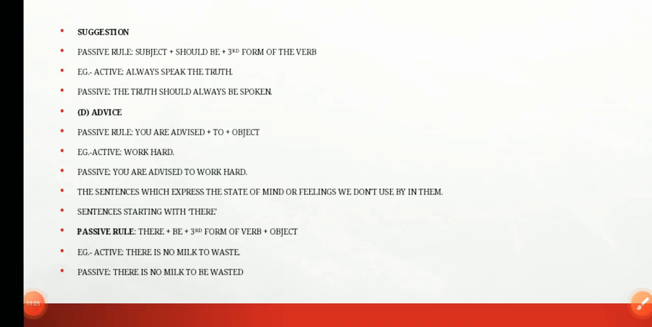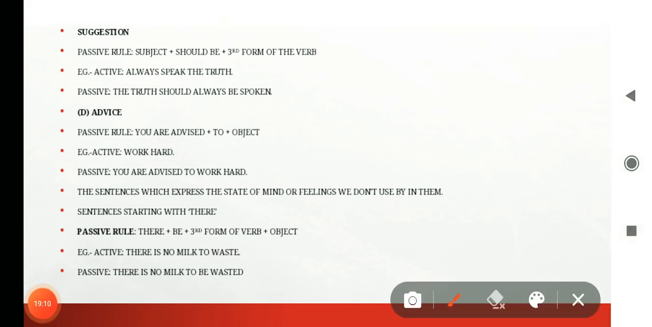As you can see here, now it's a suggestion. Whenever we are giving a suggestion to someone, how will we convert the active voice into passive voice? While converting active into passive, the subject will be used, then should be, then the third form of verb. Let us see the example. Always speak the truth. हमें हमेशा सच कहना चाहिए. How will we convert this into passive voice? The truth should always be spoken. यानी सच्चाई हमेशा कही जानी चाहिए. As you can see here.